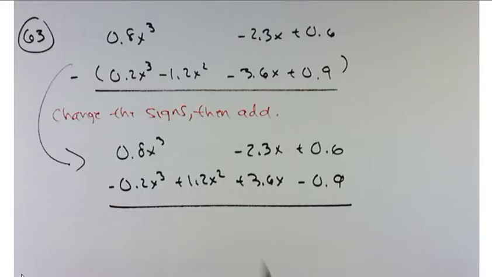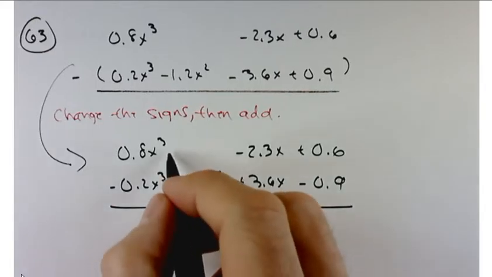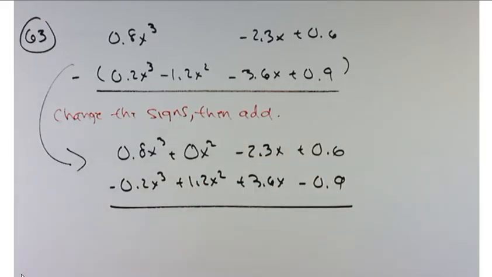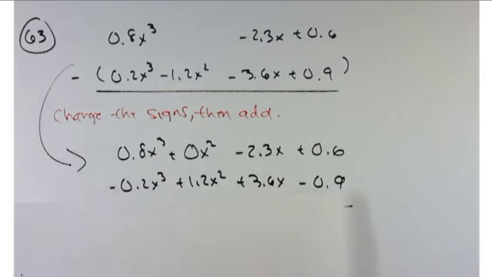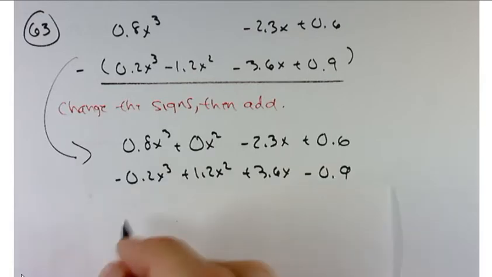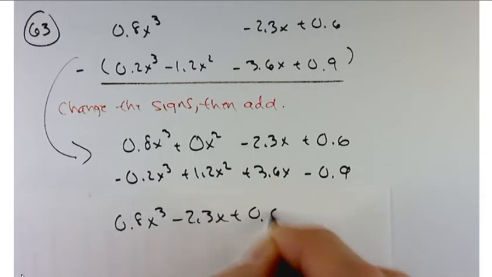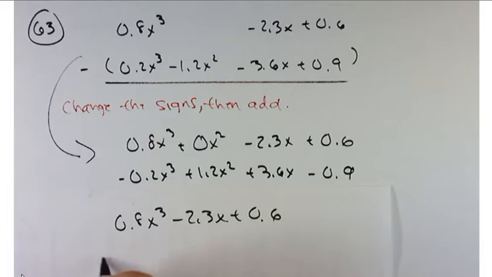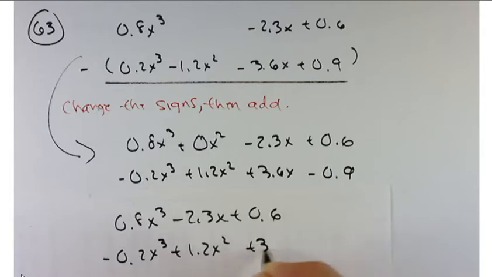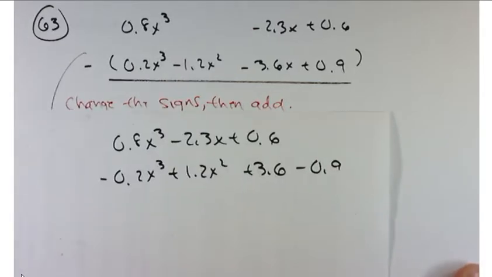It's a great question. There's a gap here because in this polynomial there's no x squared term. So you don't need it, but if you didn't write a gap, then this is what you would face. If we didn't write the gap, it'd be 0.8x cubed minus 2.3x plus 0.6. And it's a great question. I appreciate you asking that. I've not been asked one like this before. Plus 1.2x squared plus 3.6 minus 0.9.